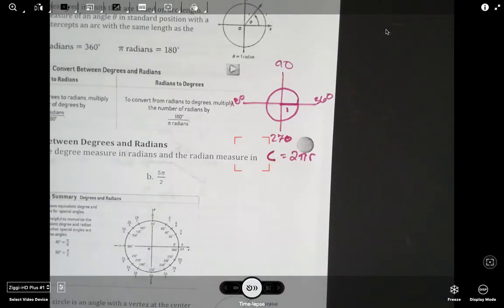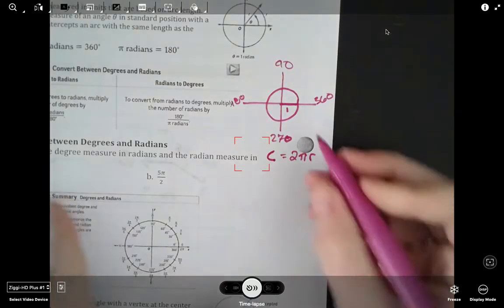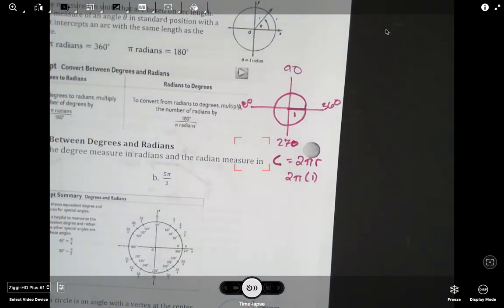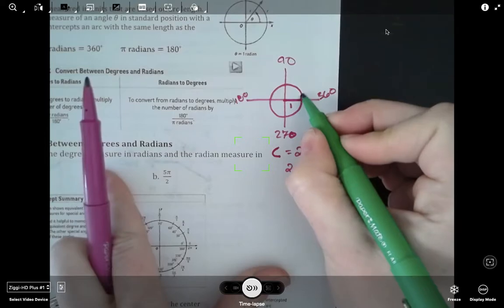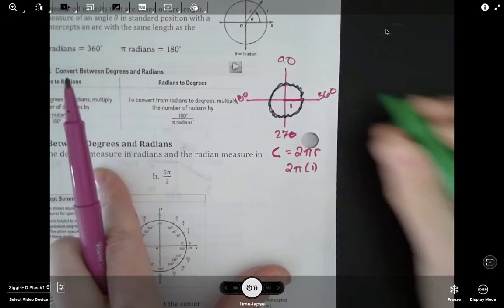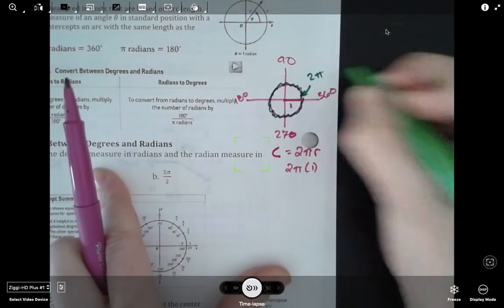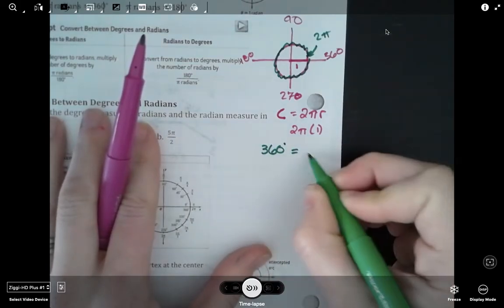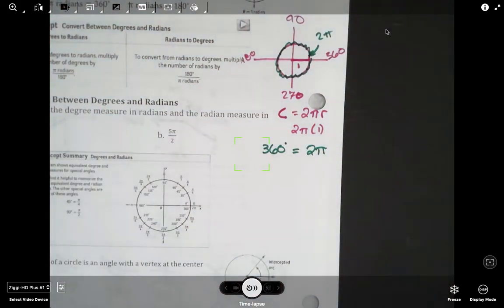Circumference is 2 pi r, but if my radius is 1, what's the circumference all the way around the circle? 2 times pi times 1. So that tells me that the distance all the way around here is 2 pi. In a way, 360 degrees is the same thing as 2 pi, because that's the distance. The number of degrees is 360 all the way around, but in terms of radians it is 2 pi.